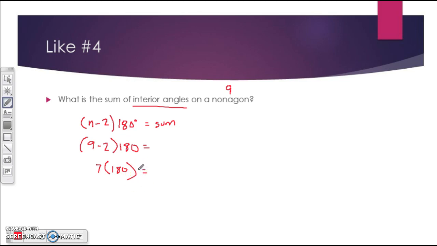And when I do 7 times 180 in my calculator, 7 times 180, I got 1,260. Okay? 1,260 degrees is the sum of the interior angles of a nonagon, or a 9-sided figure. All right, you go try your number 4.